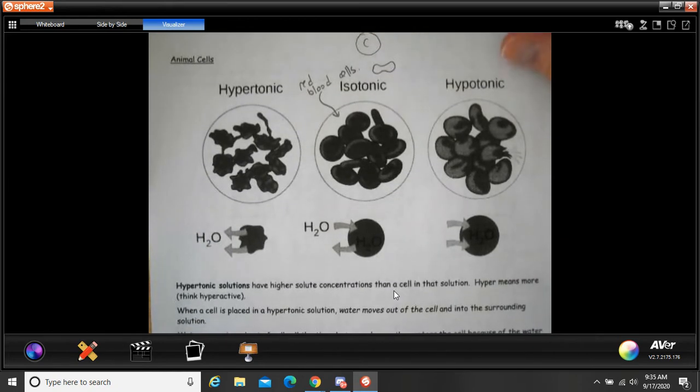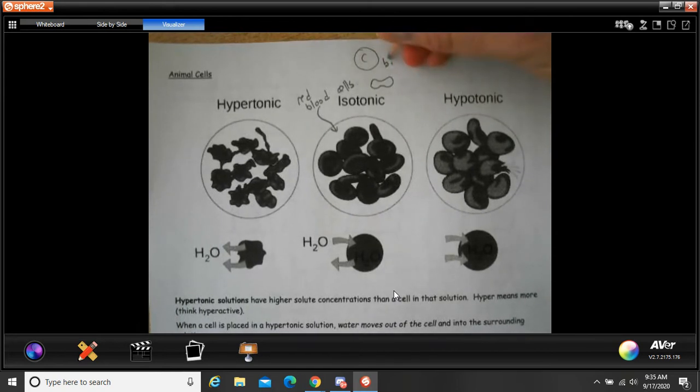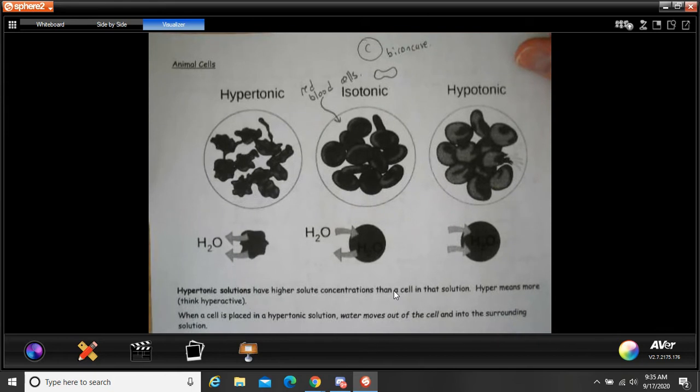And we'll get to that later when we get to the circulatory system. But this is called biconcave. And it allows red blood cells to function the way that they do. And it's important that they have this shape because they will lose some of that functionality if that shape is not maintained. Okay? So we'll keep that in mind as we look at these different types of solutions.